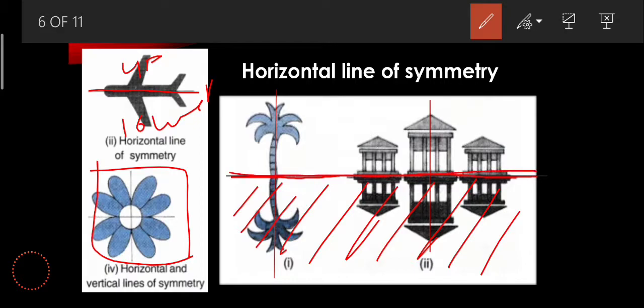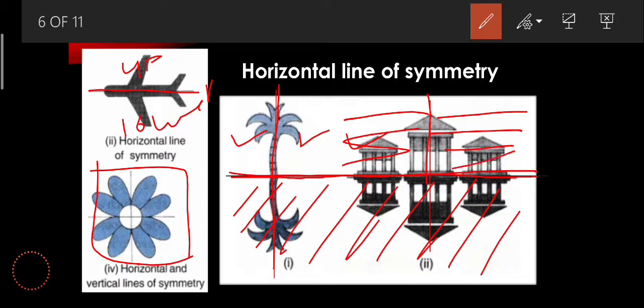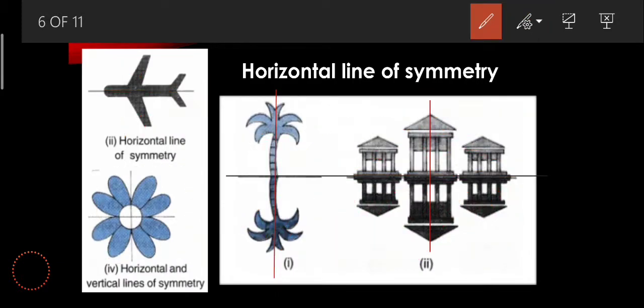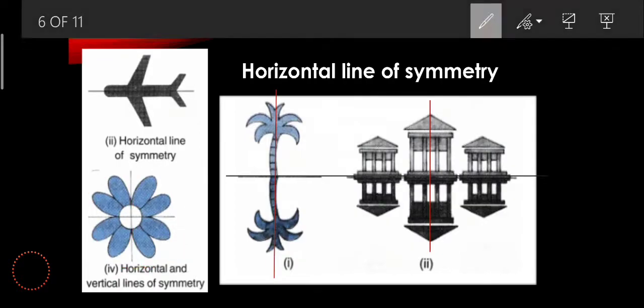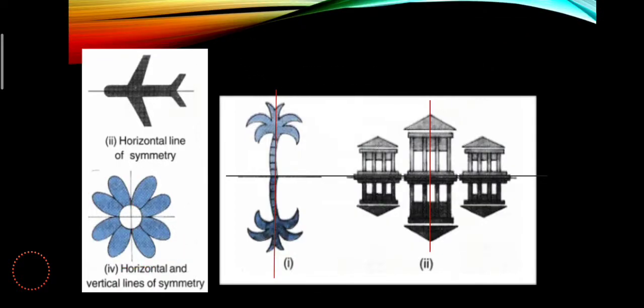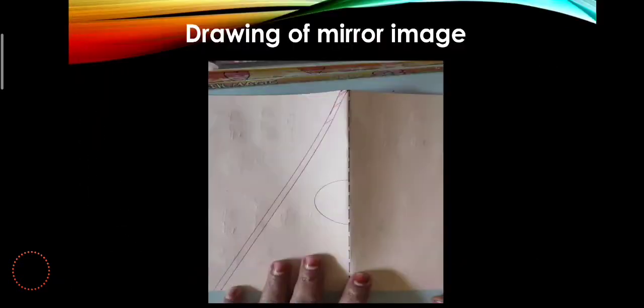But in this figure we could see that vertical lines of symmetry are also there. Meaning this half is equal to this half. Similarly, if you mark this as a vertical line of symmetry, this side half is equal to this side half. You understood how things are taking place. Now this figure has both lines of symmetry, horizontal as well as vertical. You understood? So now let's move ahead.